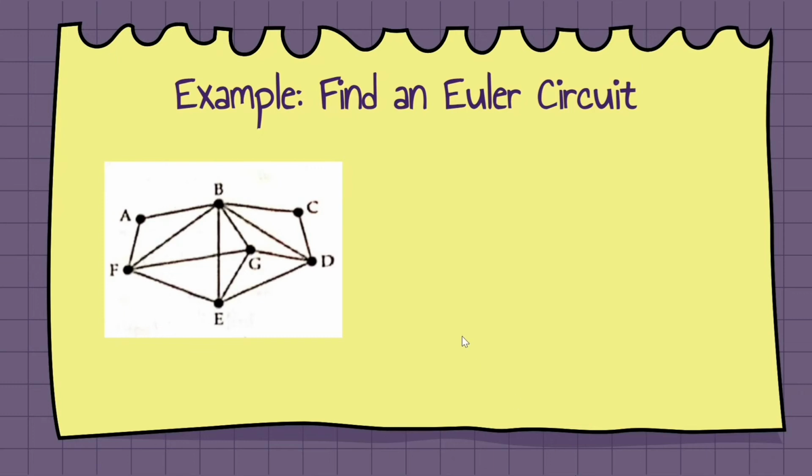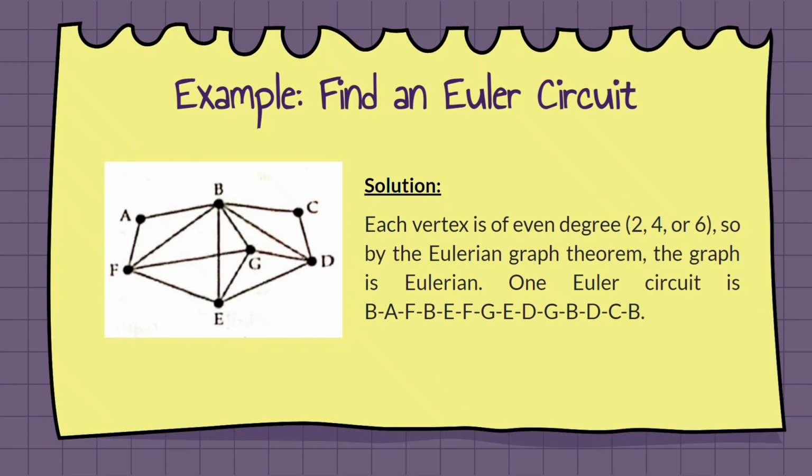So let's examine this graph. Vertex A contains two edges, so even. Vertex B contains 1, 2, 3, 4, 5, 6, also even. C, even. D, 1, 2, 3, 4, it is also even. It contains an even number of edges. The same with G, E, and F, which contain 4 edges. So each vertex is of even degree, 2, 4, or 6. So by the Eulerian graph theorem, the graph is Eulerian. And there are many possible Euler circuits in this graph.